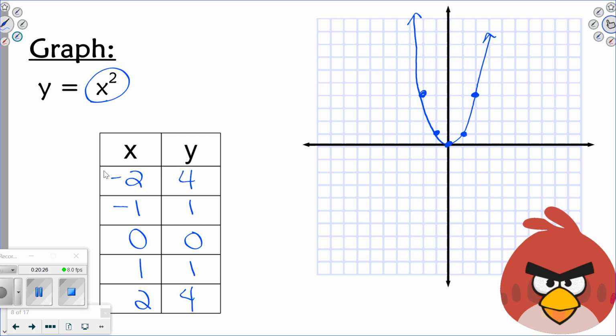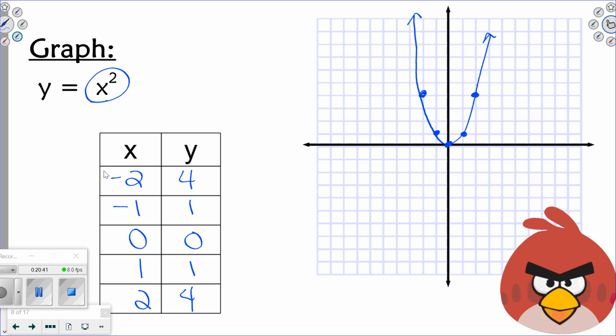Now, we talked about that it's symmetrical, right? This side looks like this side. So I'm a lazy mathematician, right? If I can find the vertex and I can find 2 points over here, do I really have to do the math to find these points? No.